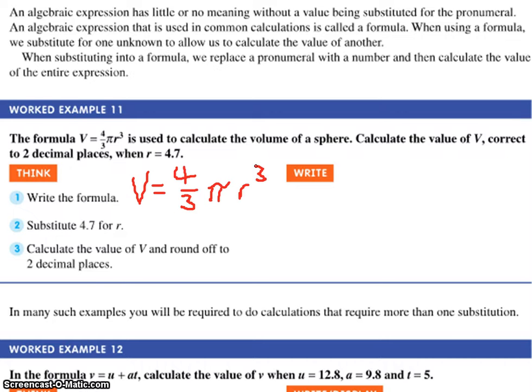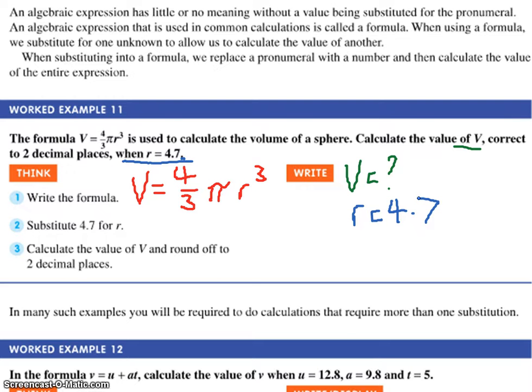Okay? Next thing you do is write down what you know. It's asking us to calculate the value of V. So do we know what V is? No. Question mark. Next thing, calculate the value of V, correct to 2 decimal places when R equals 4.7. Ignore that little dot at the end there. So do we know what R is? Yes. It equals 4.7. Doesn't say whether it's centimetres, metres, kilometres, miles, astronomical units or anything. We don't care.